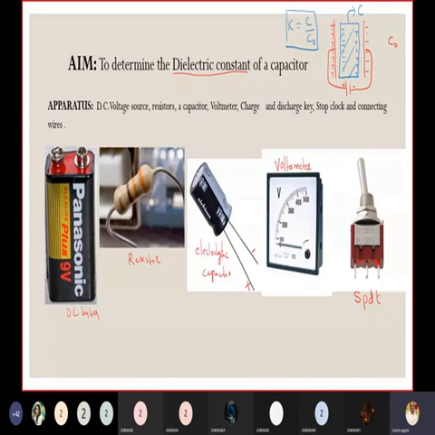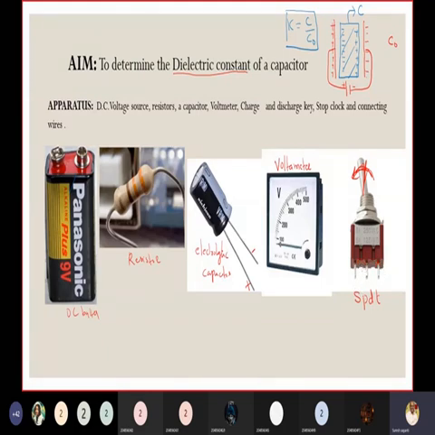So you can throw this side or you can throw this side. On one side it is going to act like a connect, it is going to connect the circuit. On the other side it is going to disconnect the circuit. So SPDT stands for single pole double throw. For charging and discharging purpose, we are going to use this one. Now the next is the formula for the dielectric constant of a capacitor.